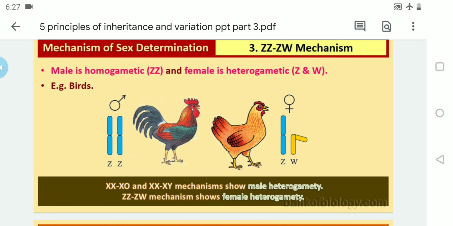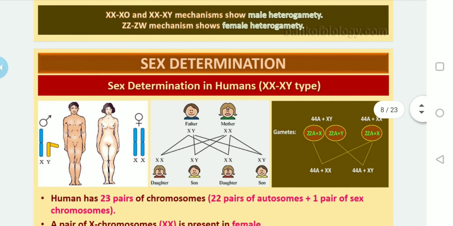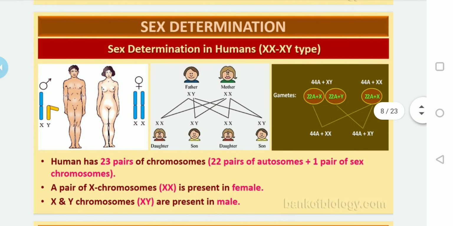Then, let's move towards another important topic. They will ask this separately: the sex determination in man, or we can also say the sex determination in humans. It is also the best example for male heterogamety, so that we can easily understand and work out how it will be.